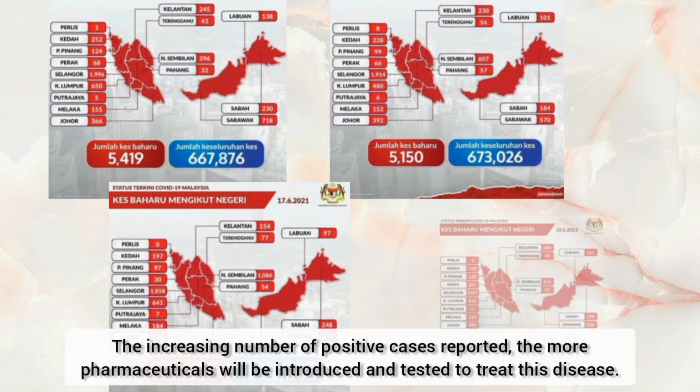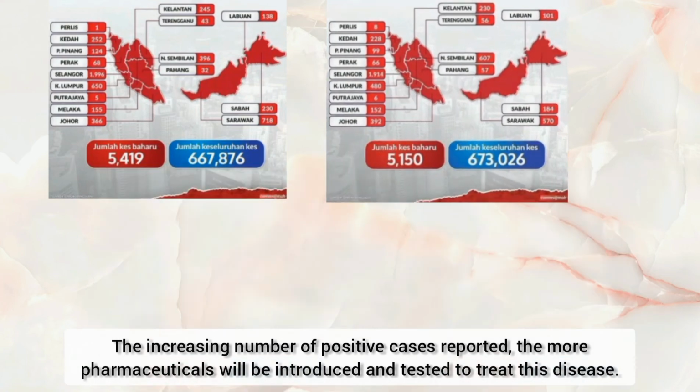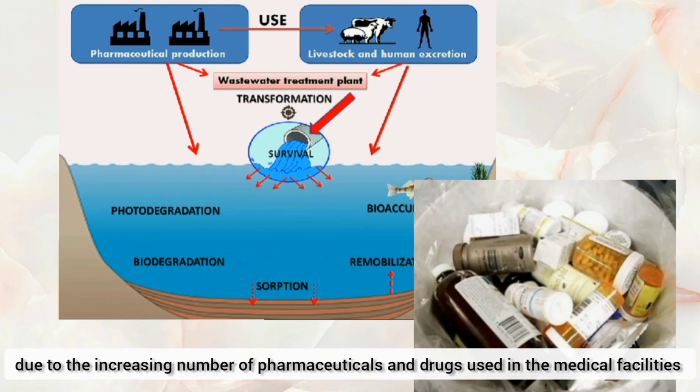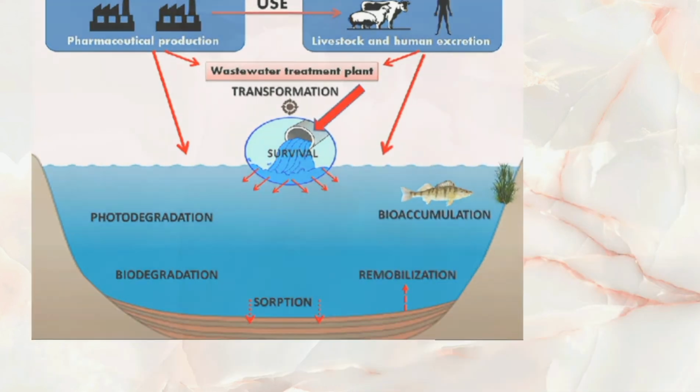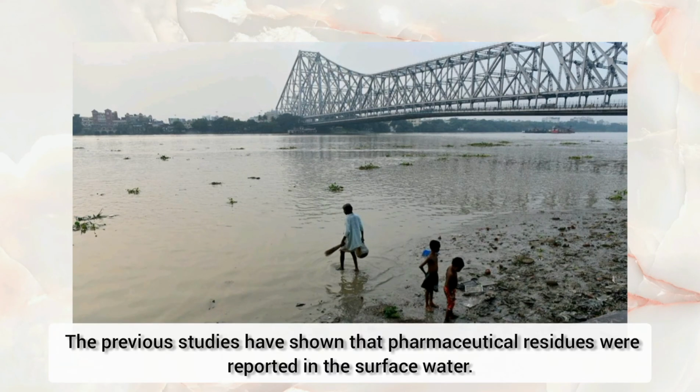With the increasing number of positive cases reported, more pharmaceuticals will be introduced and tested to treat this disease. Therefore, there is a risk of a higher amount of pharmaceutical residues that could permeate into the aquatic environment due to the increasing number of pharmaceuticals and drugs used in medical facilities. As reported by Omar et al. and Pravina et al., previous studies have shown that pharmaceutical residues were reported in surface water.